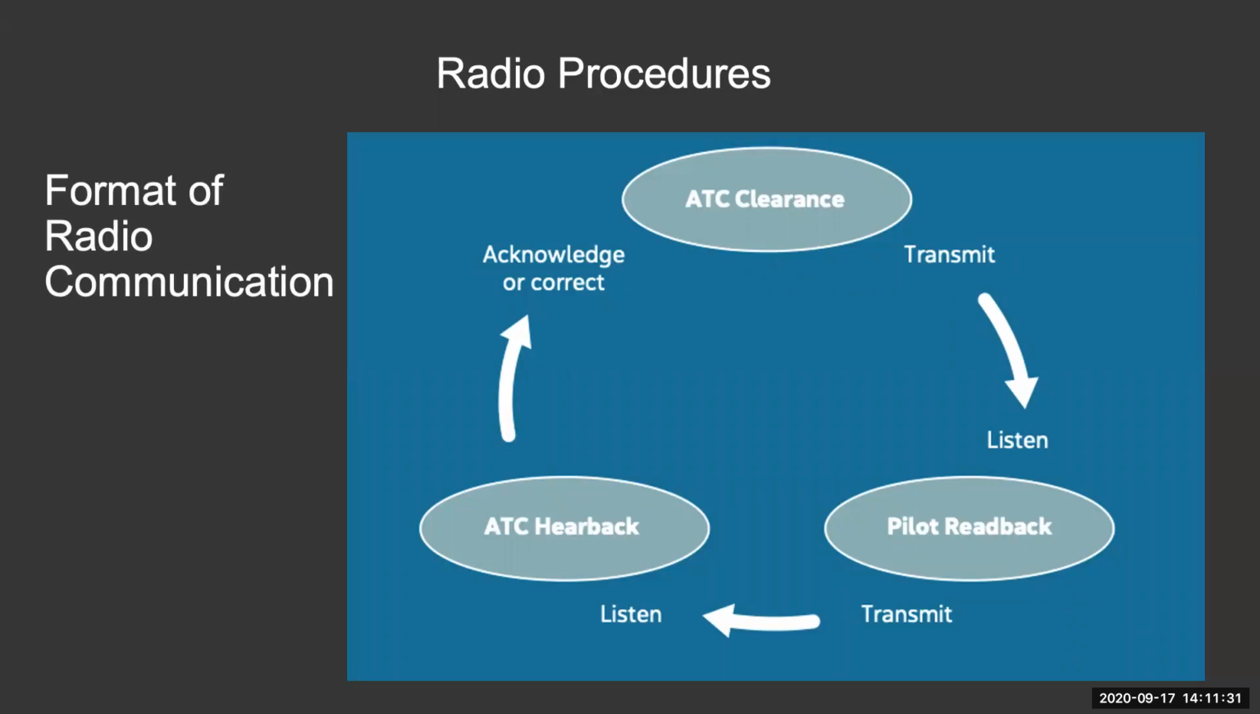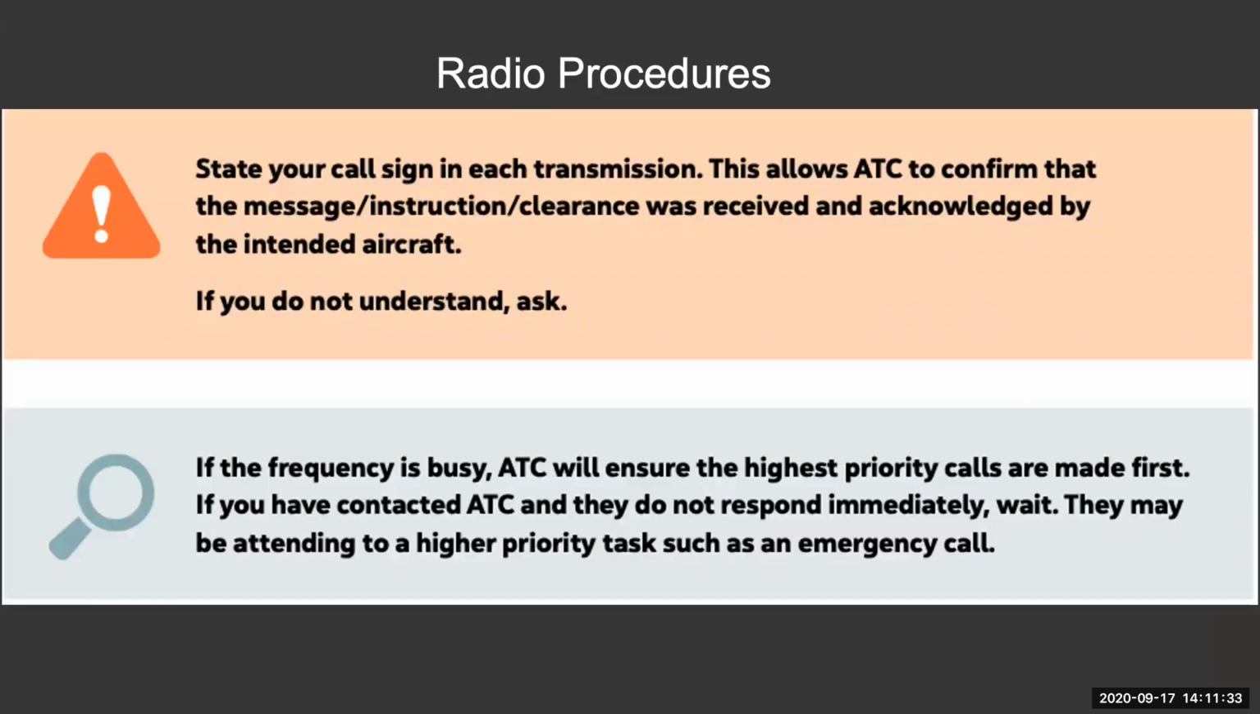All right, some notes. State your call sign in each transmission. This allows air traffic control to confirm that the message, instruction or clearance was received and acknowledged by the intended aircraft. If you don't understand, you have to ask. Okay, it's pretty obvious.